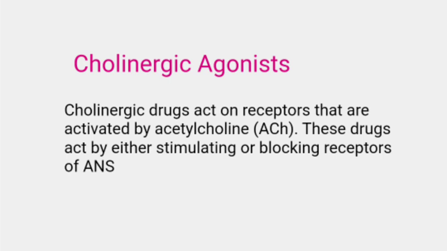Today I am going to talk about cholinergic agonists. As we know, drugs affecting the autonomic nervous system are divided into two groups according to the type of neurons involved in their mechanism of action. The cholinergic drugs act on the receptors that are activated by acetylcholine, whereas the adrenergic drugs act on the receptors stimulated by norepinephrine or epinephrine. Cholinergic and adrenergic drugs both act by either stimulating or blocking receptors of the autonomic nervous system.